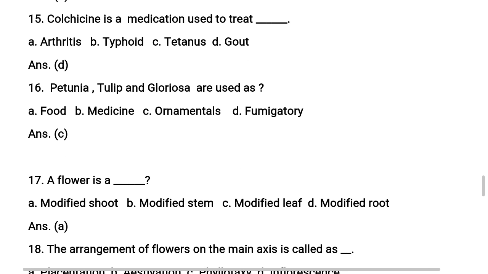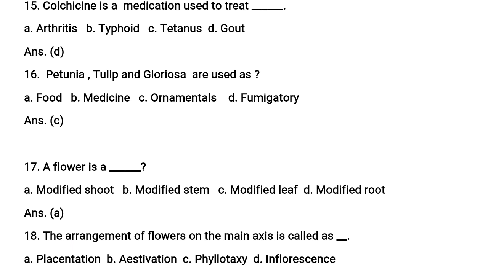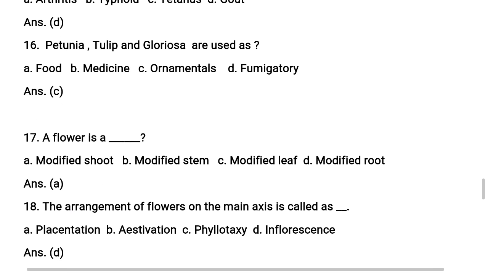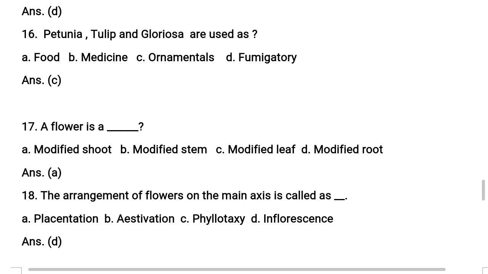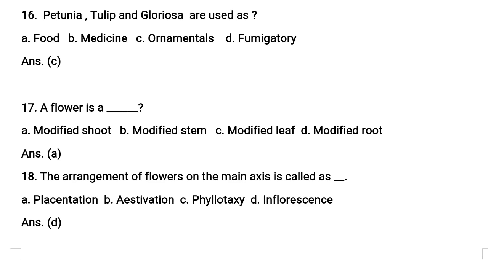Understood? So now, 16th question. Next question. Petunia, tulip and gloriosa are used as. So this is a very interesting concept for competitive examinations. Please make sure everybody pays 100% concentration. Option A, as a food resource, option B, as a medicine, option C, as an ornamental, option D, as a fumigatory.